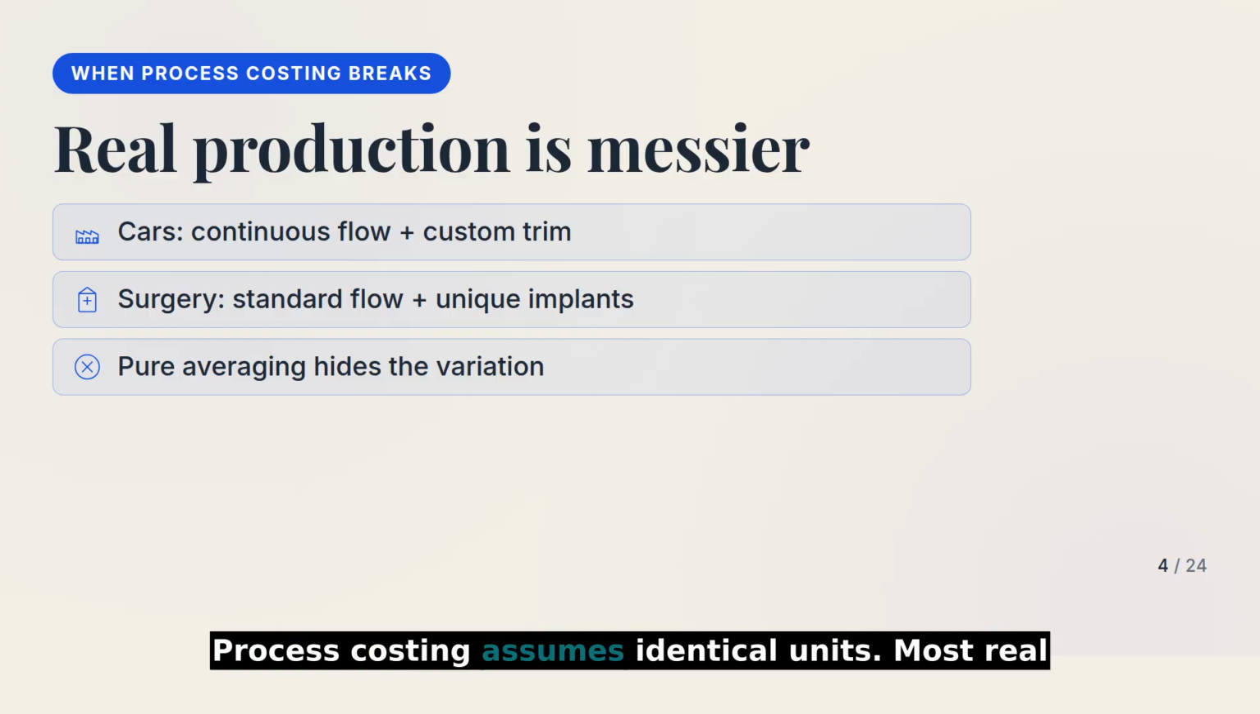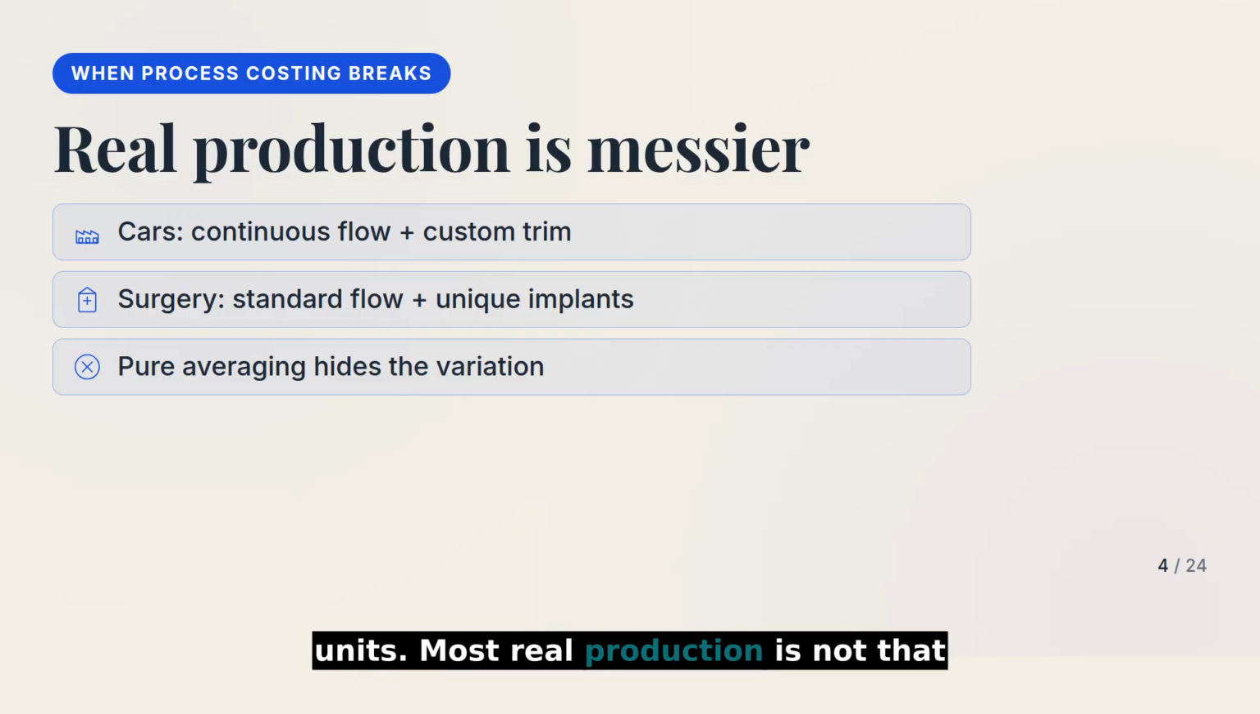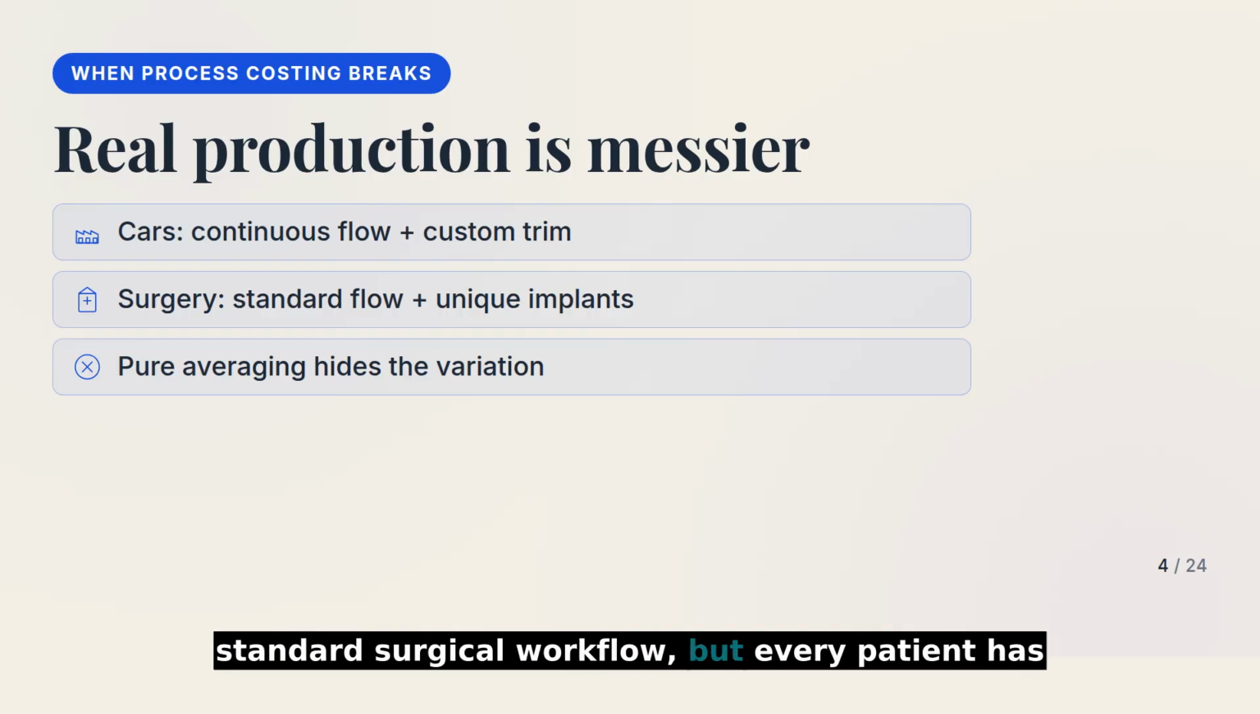Process costing assumes identical units. Most real production is not that clean. Cars on a Ford line move through one continuous process, but each one carries a unique trim package. Hospitals run a standard surgical workflow, but every patient has their own implants and supplies. We need a system that captures both.